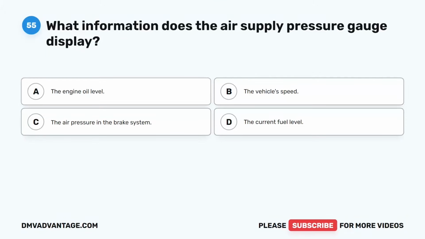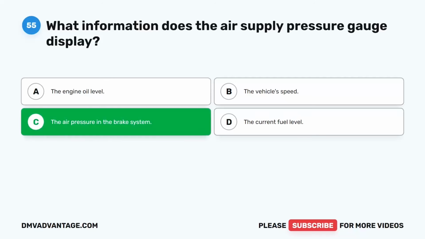Question 55. What information does the air supply pressure gauge display? A. The engine oil level. B. The vehicle's speed. C. The air pressure in the brake system. D. The current fuel level. The correct answer is C. The air pressure in the brake system.